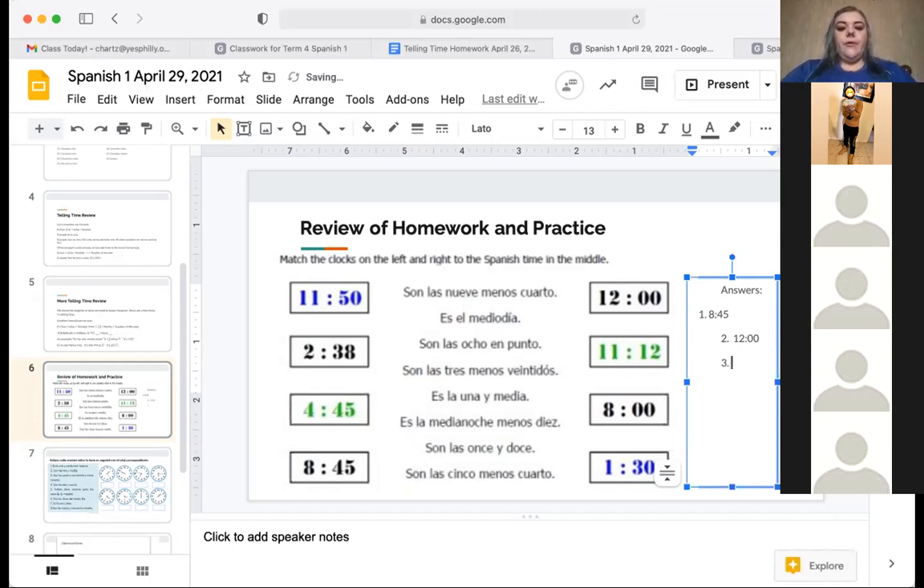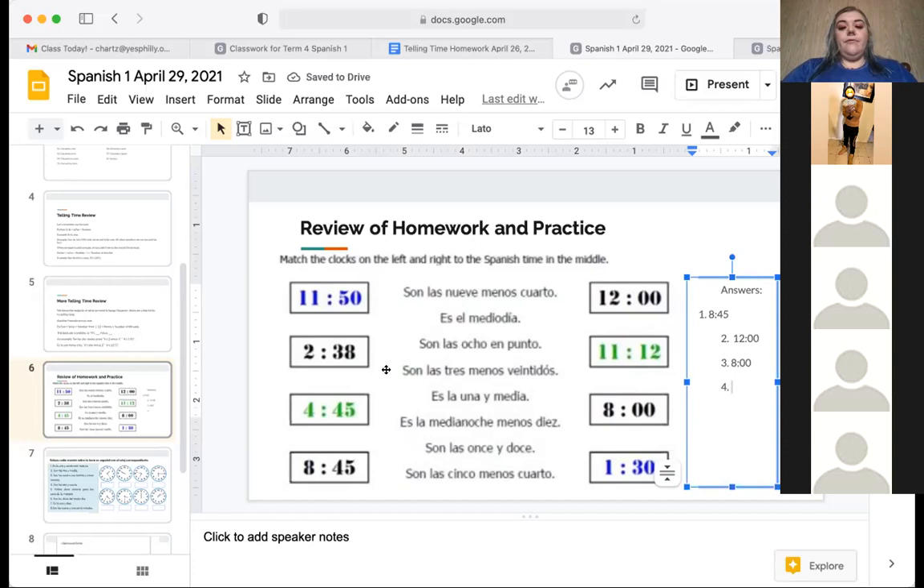Okay, so for the third one, we have son las 8 en punto. So that literally means it's exactly 8 o'clock. Oh, 8 en punto, yeah, that's 8 on the dot. Yep. I know that we didn't go over that too much, but en punto is in the vocab list, and it does mean 8 o'clock exactly.